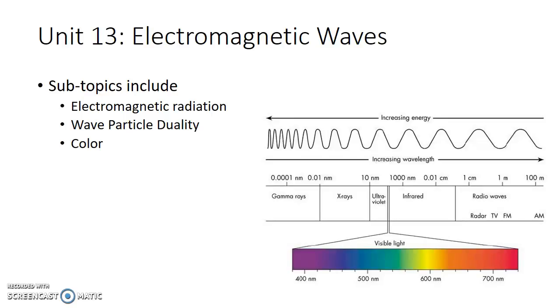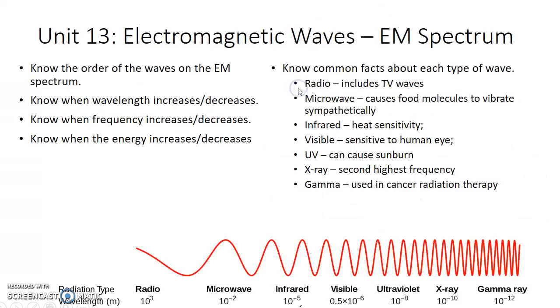The next module is electromagnetic waves. Here are some subtopics, which is electromagnetic radiation, wave particle duality, and color. Make sure you know the order of waves on the electromagnetic spectrum. So know when the wavelengths increase or decrease. Know when frequency increases or decreases. Know when the energy increases or decreases. Know common facts of each type of wave.